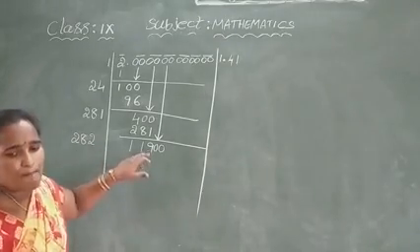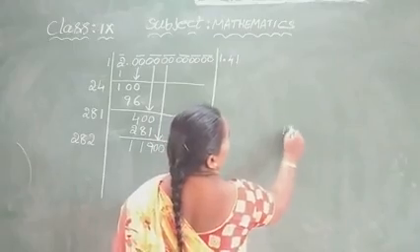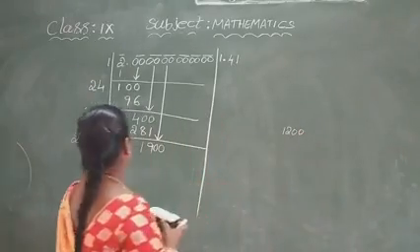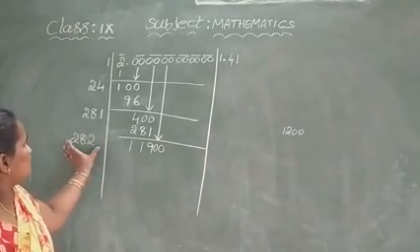1190 is approximately equal to 1200, so we can take 1200. Here, 4 digits. Put another one digit; this is 4 digits.